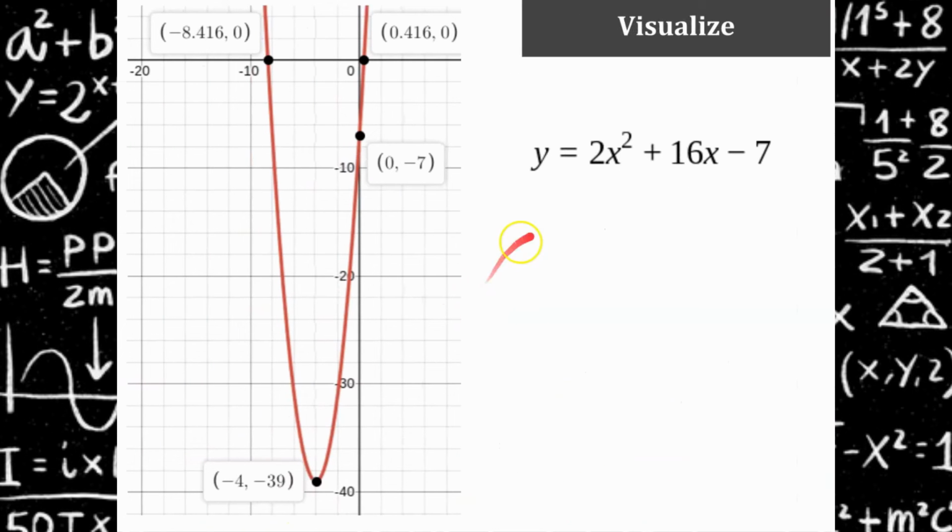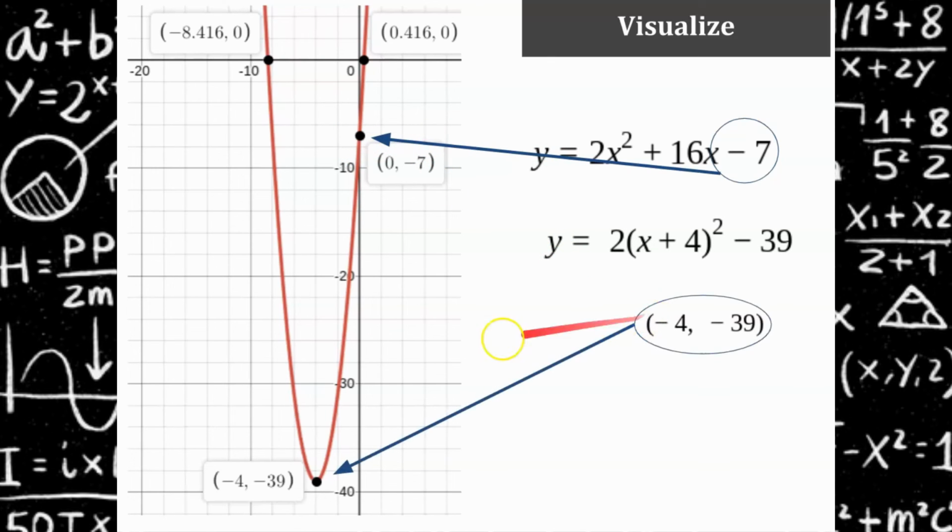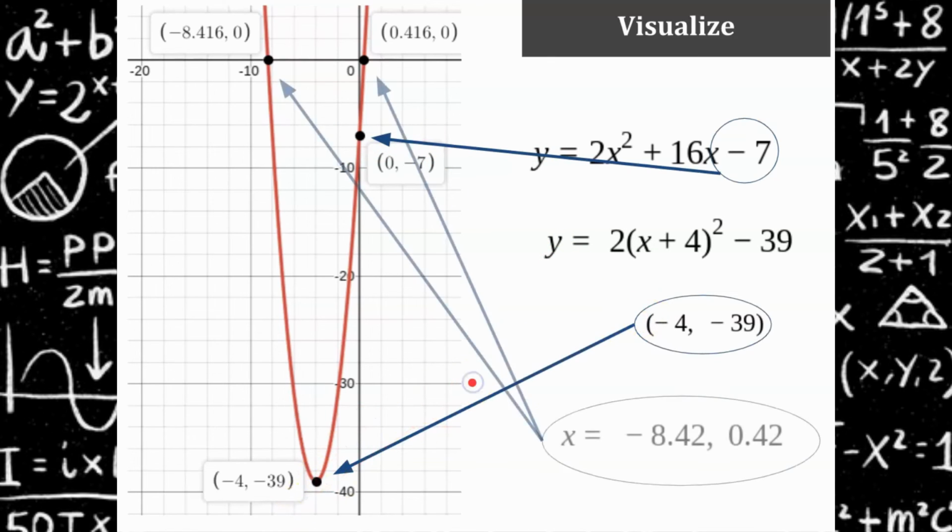Let's visualize this. So here it is in standard form. Graph your y-intercept. Here it is in vertex form. Graph your vertex, and then graph your roots. And there you have it. Also want to note, reminding you that this is the minimum value in the function. So all parabolas have a minimum or a maximum value. If they open up, the y-coordinate of the vertex, negative 39, is the minimum value. So the minimum value here is negative 39.